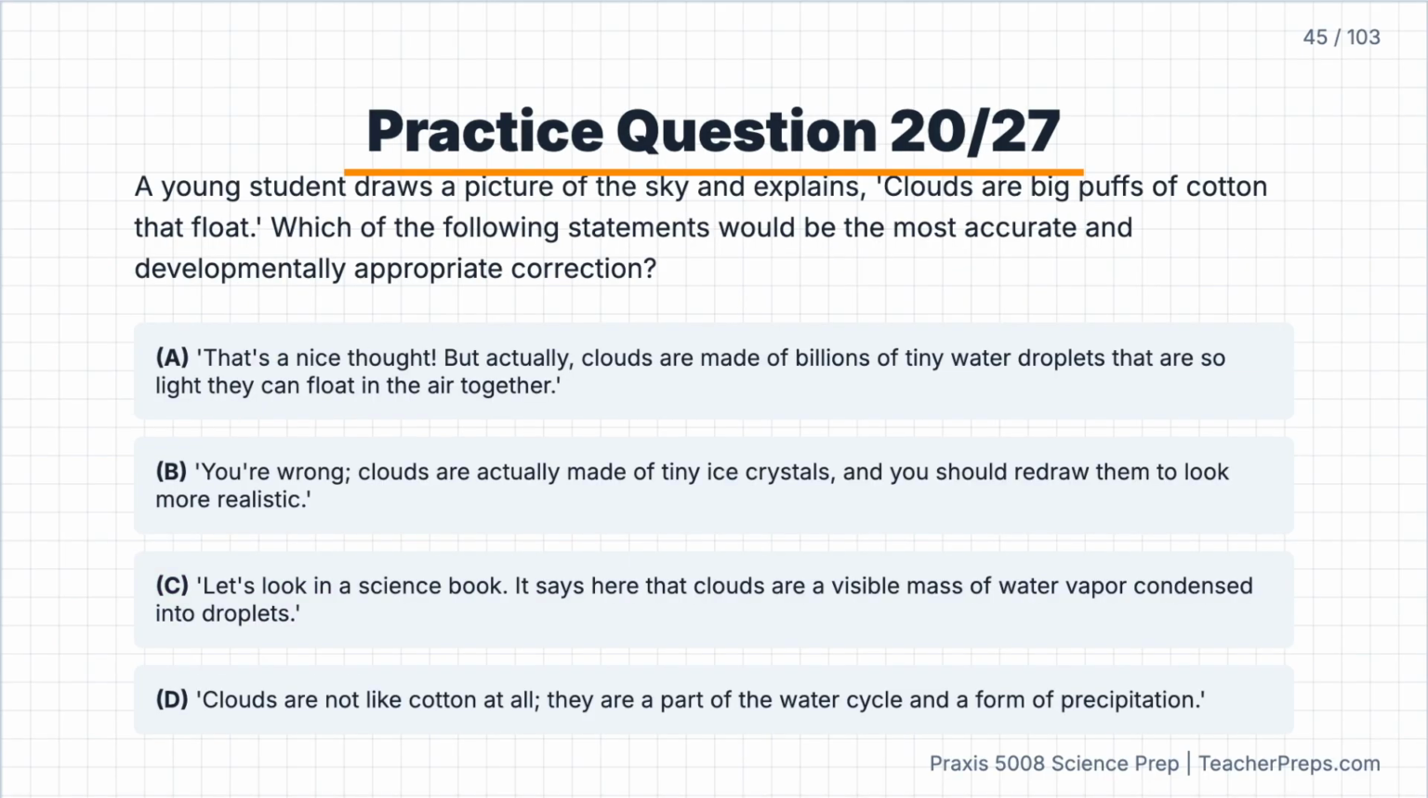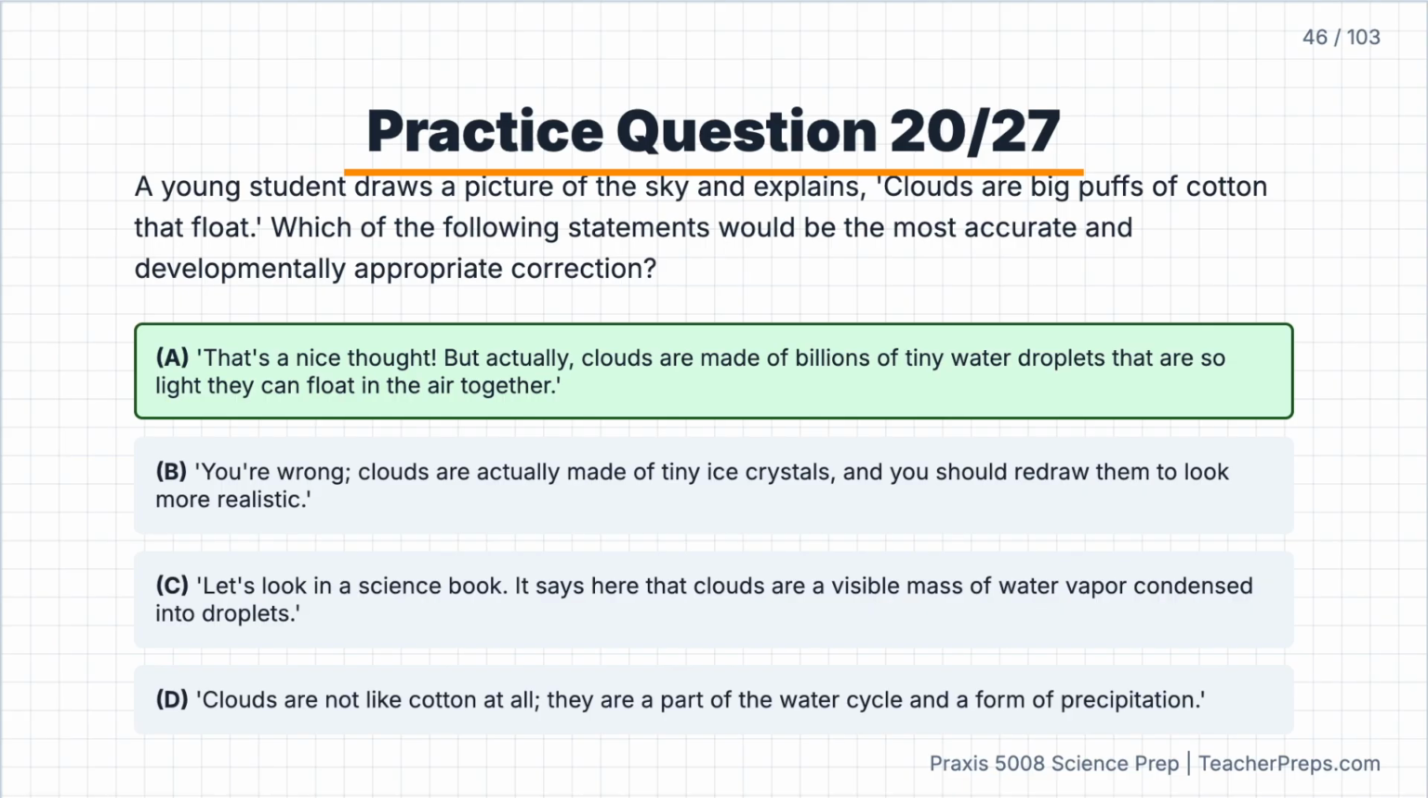All right, question 20. We're really getting through this. Excellent job being that dedicated student. All right, next up, a young student draws a picture of the sky and explains, "Clouds are big puffs of cotton that float." Which of the following statements would be the most accurate and developmentally appropriate correction? Read the answer options, and then we will talk about it together.